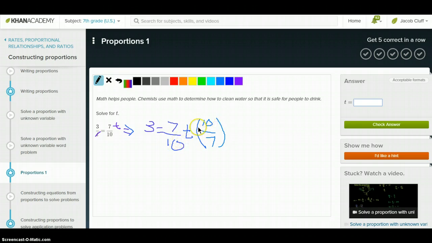And you can see here that the 10 and the 10 cross out. That just becomes 1. And then the 7 and the 7, same thing. 7 over 7 is 1. And then we're going to multiply this side by 10 over 7. Getting a little cramped. Alright, and we're going to be left with t all by itself. t equals 10 times 3 is 30, 30 over 7.